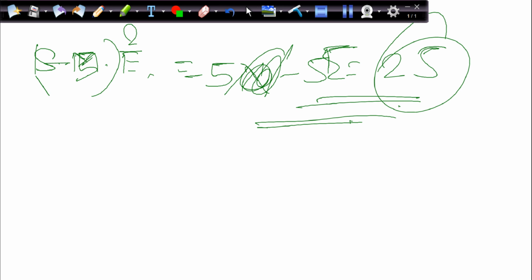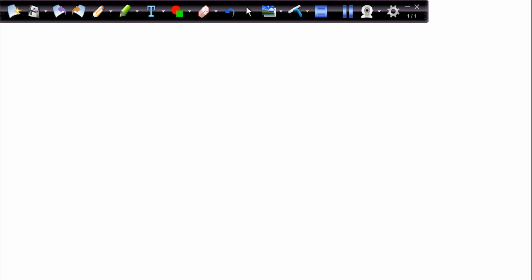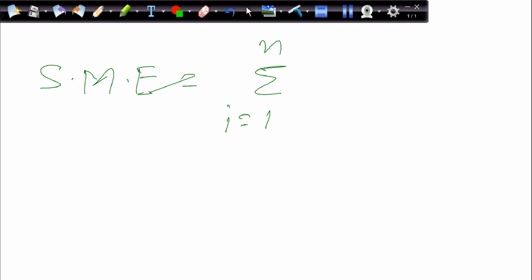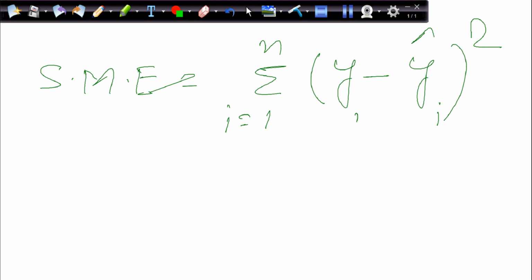Instead of absolute value, let me just clear the screen, we have a squared mean error. So squared mean error is equal to summation from 1 to n, and this time rather than taking the absolute value, what I am doing is y i minus y hat i, and taking a square of it, so that this difference would be positive, and in order to take the mean I'll just divide it by n.